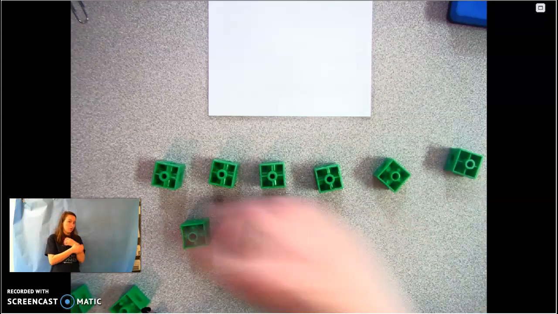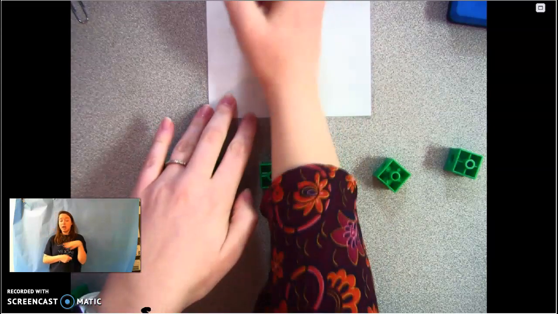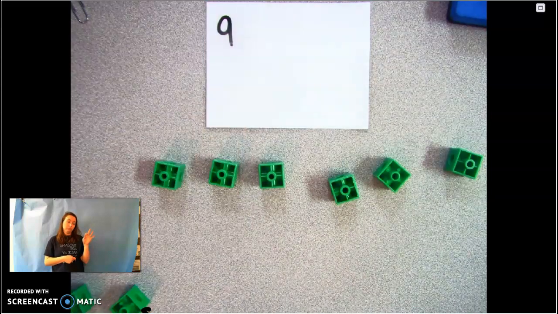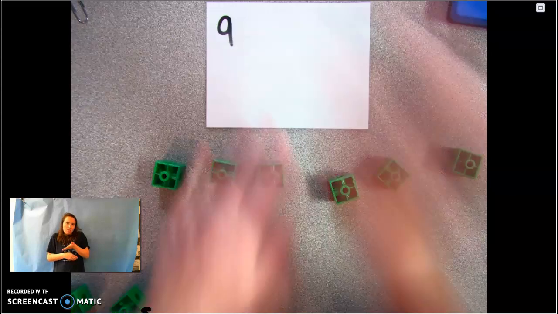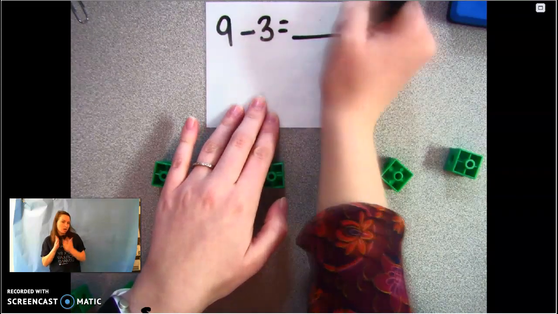3 of them were under her bed. How many can she see? So let's see, she had 9, and 3 of them she can't see. So if we can't see them, it's like they're not there. So we're going to take them away and find out how many are left that she can see.